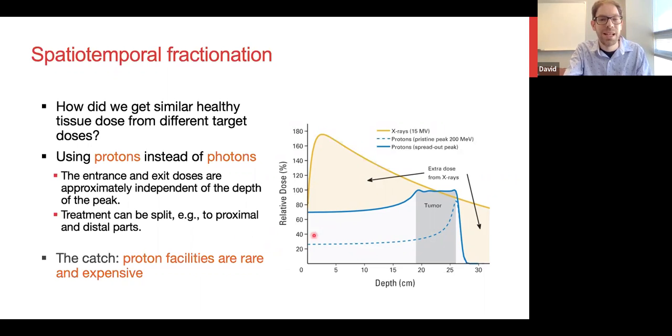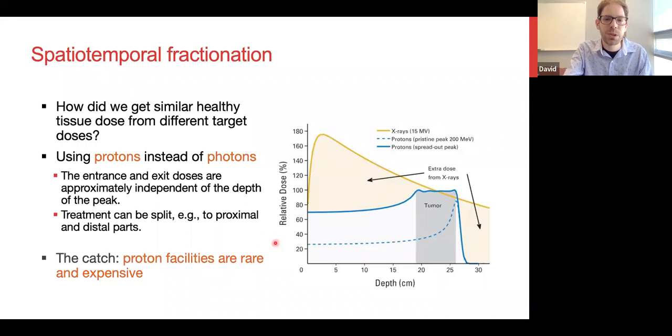So again, pictorially, this is the photon depth dose curve. Imagine that the beam is coming in from the left. So this is the depth in the patient. Maybe the tumor is here between 19 and 26 centimeters deep. We just irradiate the patient with a single beam. We irradiate the patient a lot more, say 4 or 5 centimeters deep, than we actually irradiate the tumor.